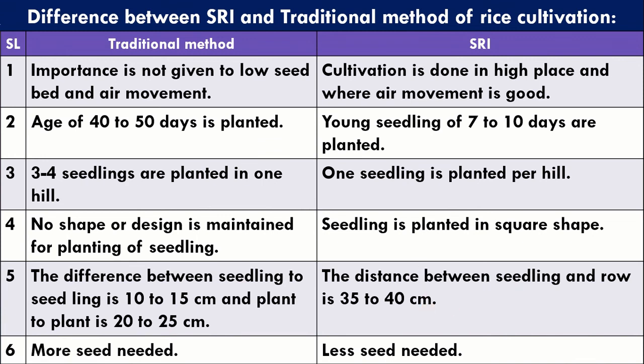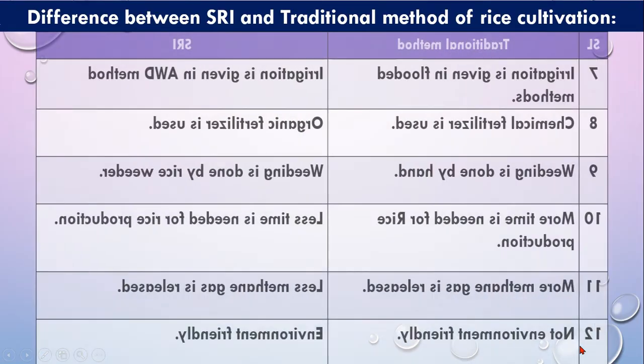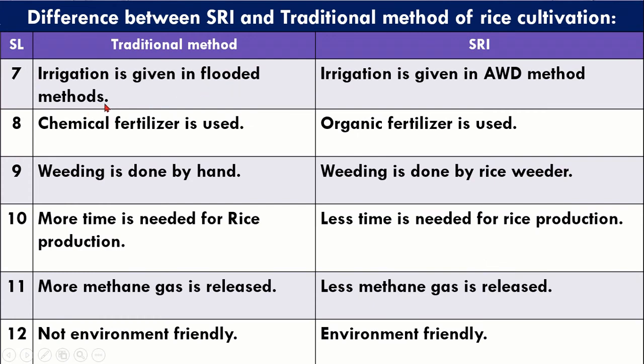If you do not apply the square shape, then you will not be able to use a machine in the land. So if all sides are the same, then you can use a Japanese rice weeder or machine. More seed is needed, because you see here 3 to 4 seeds per hill, that is why more seed is needed, but here less seed is needed. Again, irrigation is given by the flooded method, where costing is more, because the land always needs to be flooded, only stopping 2 weeks before the ripening stage.